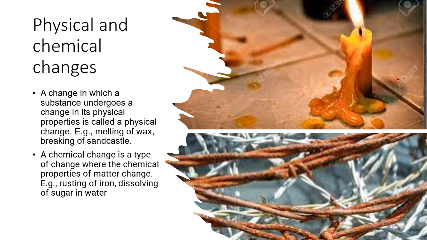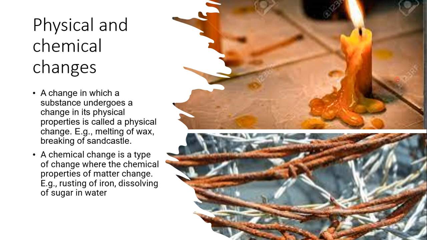Physical and chemical changes. The change in which a substance undergoes a change in its physical properties is called a physical change. For example, melting of wax, breaking of a sandcastle, right? If you don't understand, I will tell you in an easy way. A substance whose physical properties change is called a physical change.